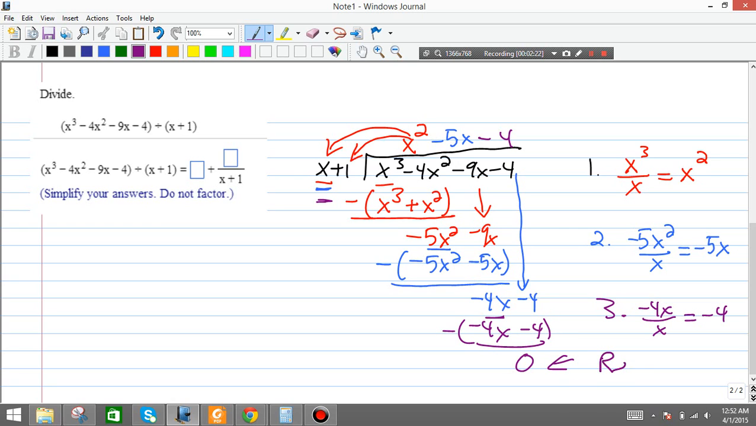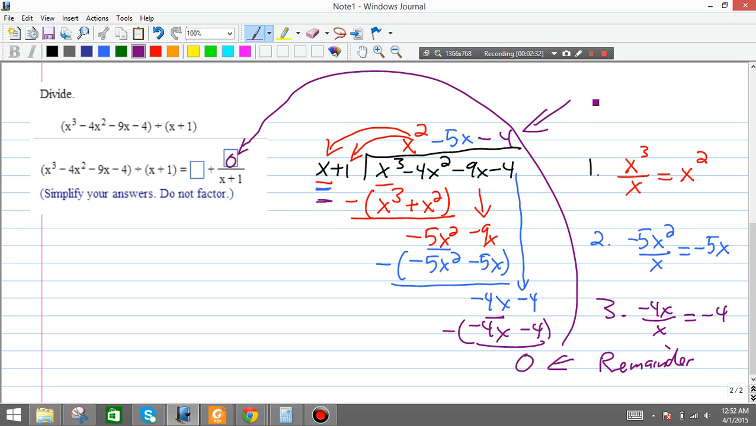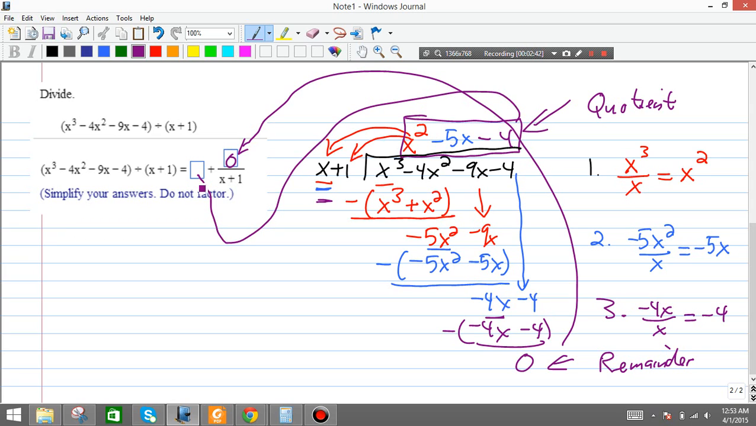So this is the remainder. And that goes here, 0. And then this is the quotient. And this whole thing goes here.